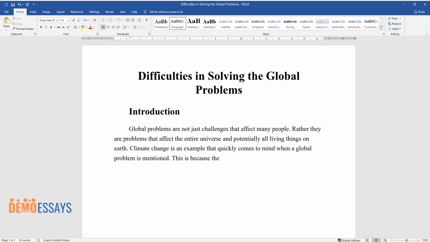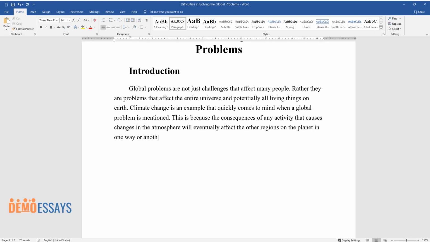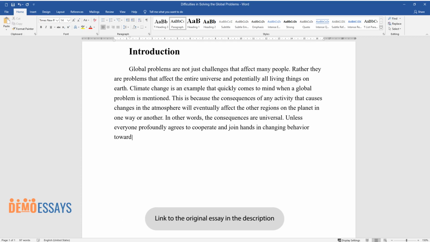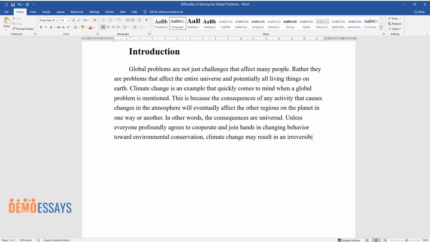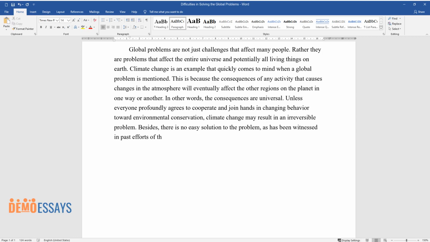This is because the consequences of any activity that causes changes in the atmosphere will eventually affect the other regions on the planet in one way or another. In other words, the consequences are universal. Unless everyone profoundly agrees to cooperate and join hands in changing behavior toward environmental conservation, climate change may result in an irreversible problem. Besides, there is no easy solution to the problem, as has been witnessed in past efforts of the international community in handling these challenges.